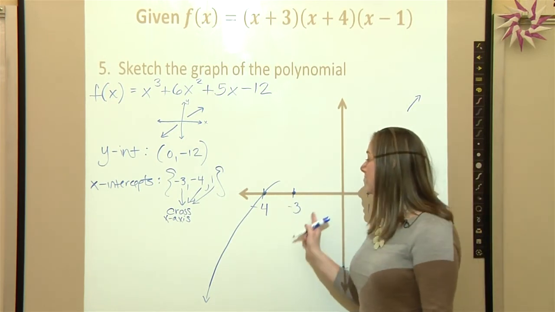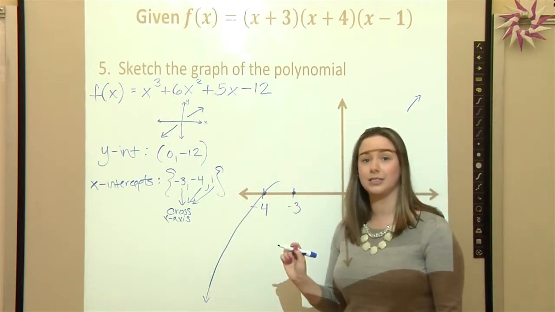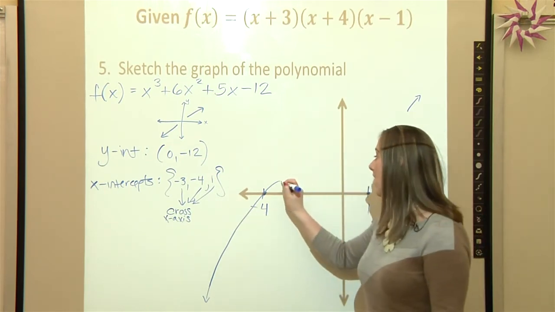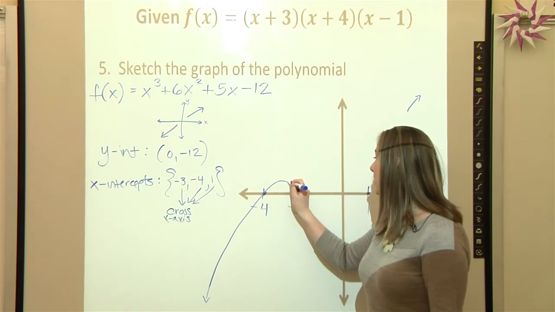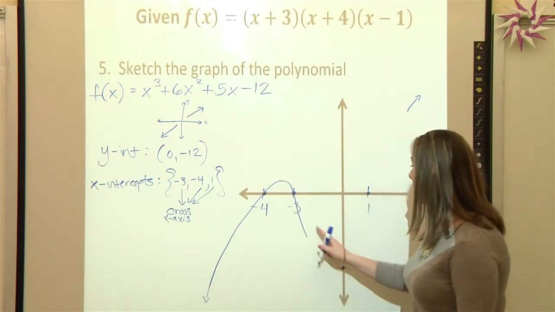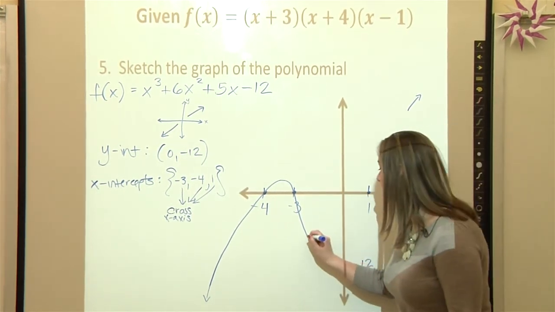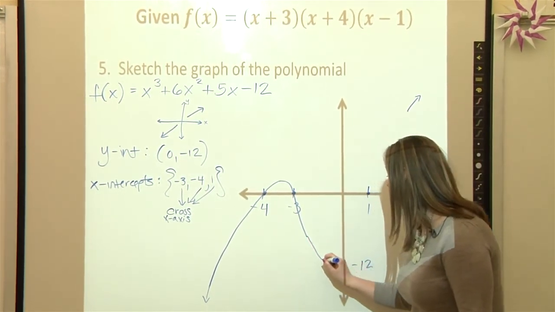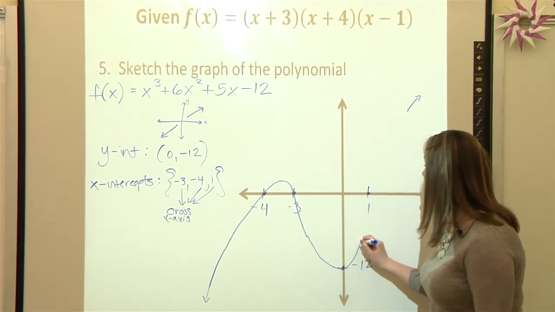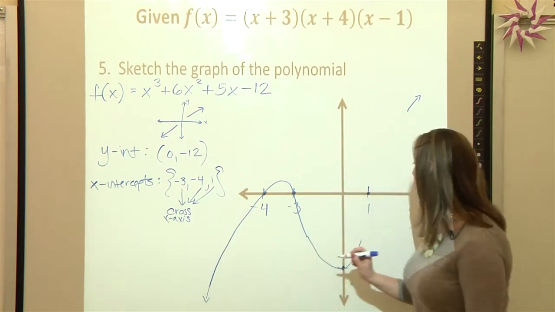My next x-intercept is negative 3. So I need to cross the x-axis again at negative 3. So I'm coming down, and I finally cross. Okay? So my next point is negative 12, which is the y-intercept. So I am going to continue on and start to come up because I need to cross again at 1.